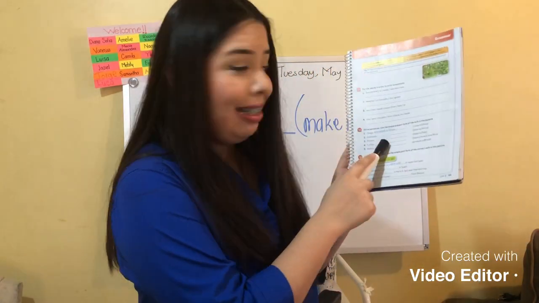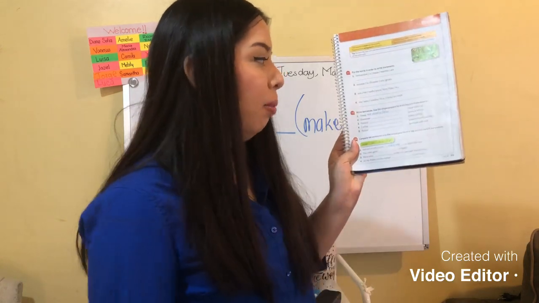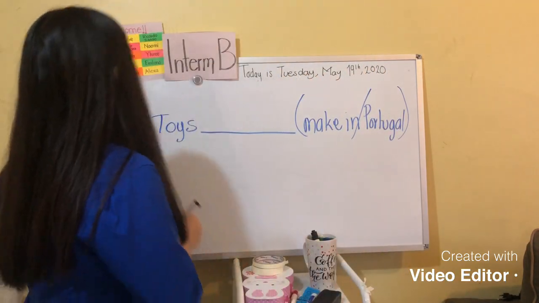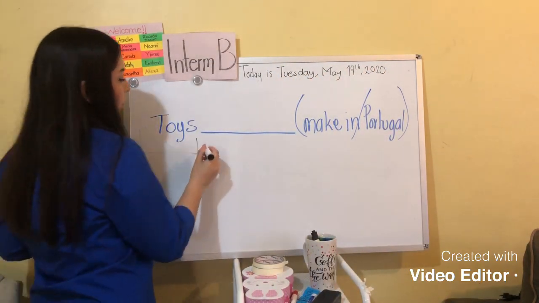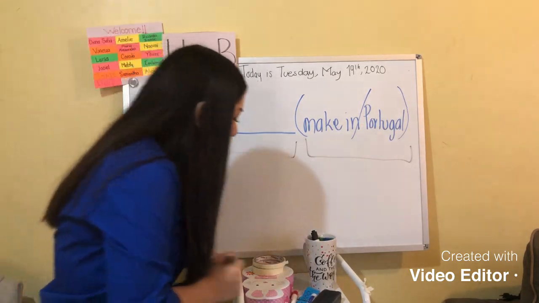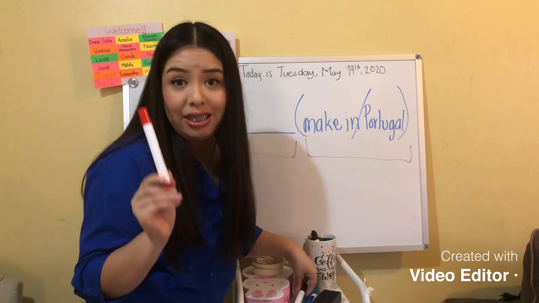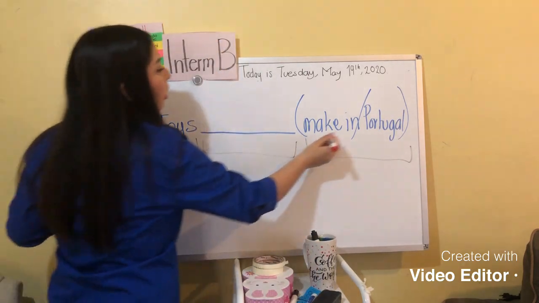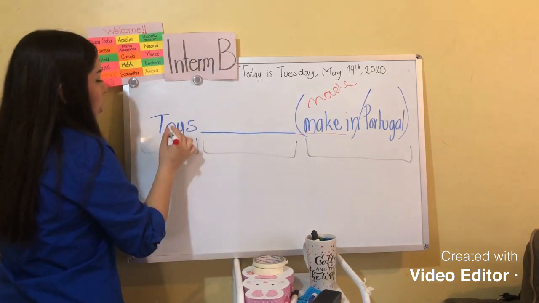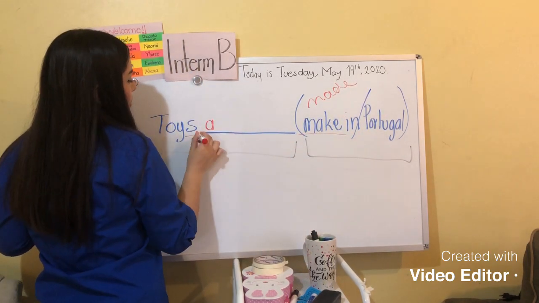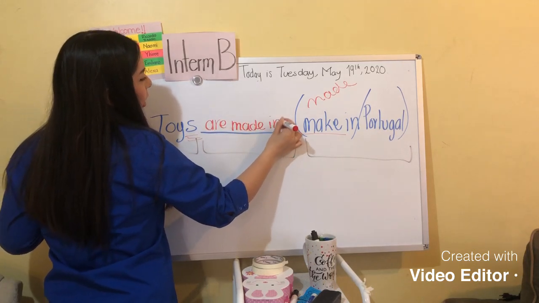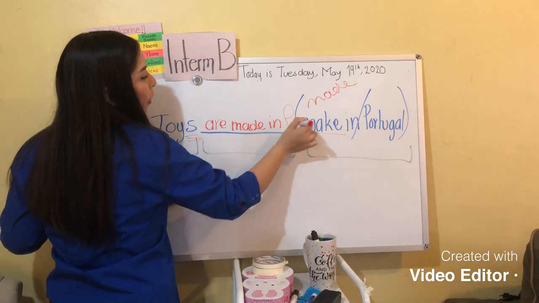It says write sentences. Use the simple present form of the verb in passive. So in the book you have one word, the line, and parentheses. What are we going to do? We're going to create a passive sentence. Example, make. What is the past participle of make? Made. So toys, plural, are made in Portugal. Okay?